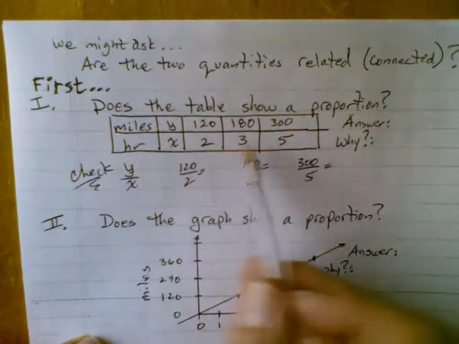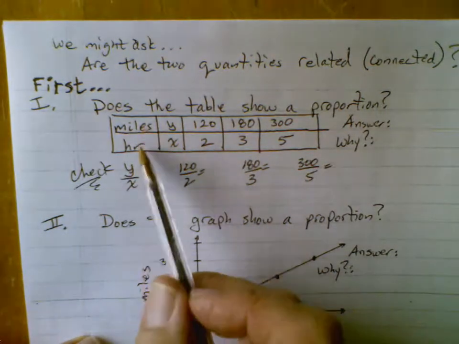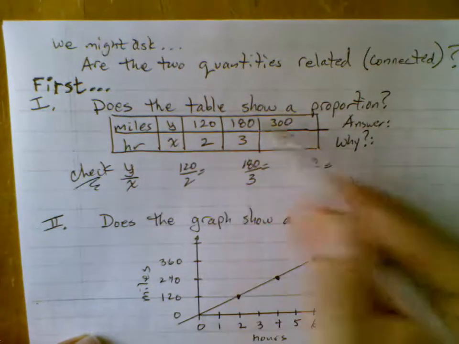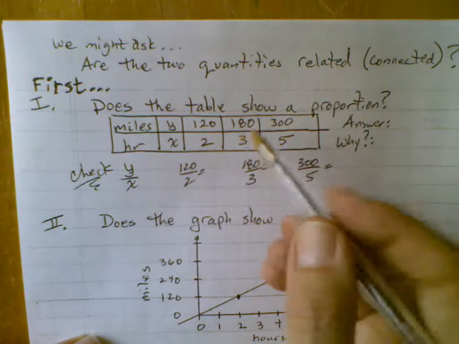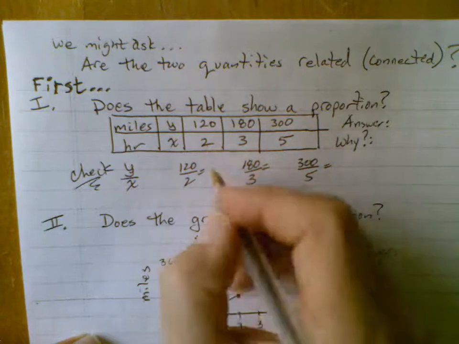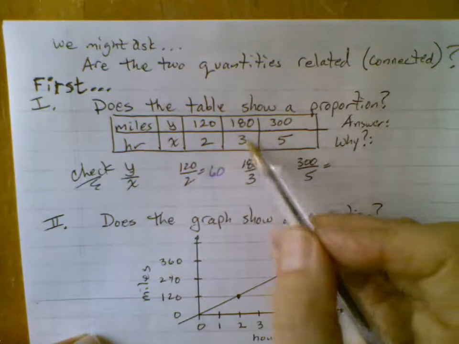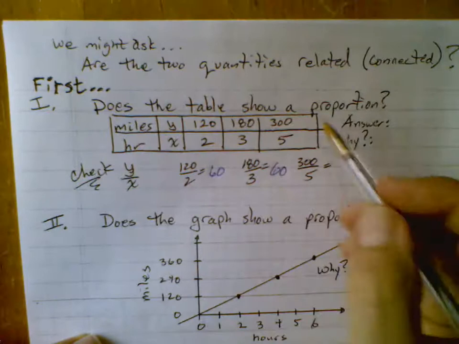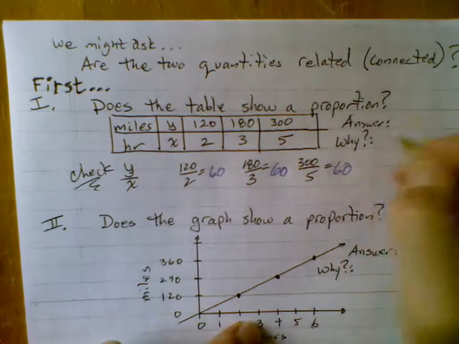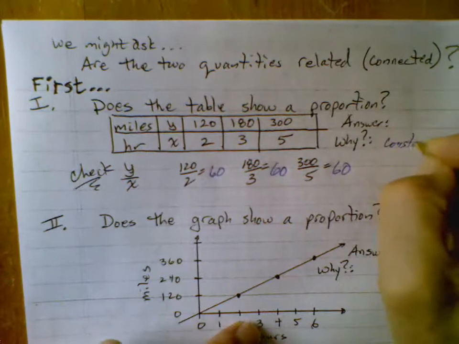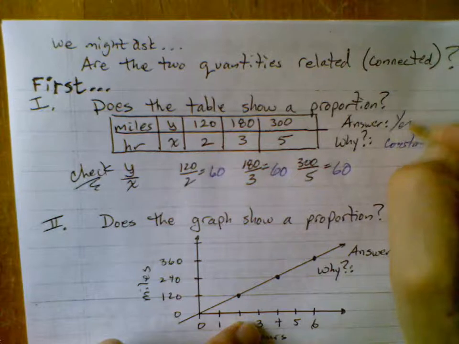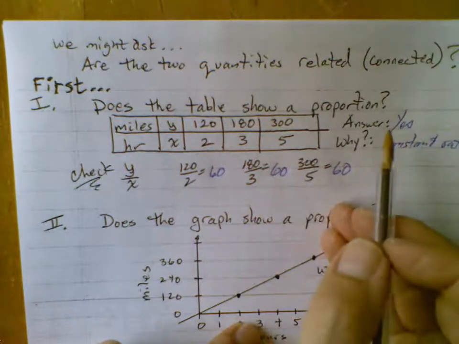You were given tables like this. We have miles over hours, right? And we were asked, does this relationship show a proportion? What we had to do is just compare the y to the x, and we did that. 120 over 2 is 60, and 180 over 3 is 60, and 300 over 5 is 60. So because we had a constant ratio for all the data, we said yes, this relation shows a proportion.